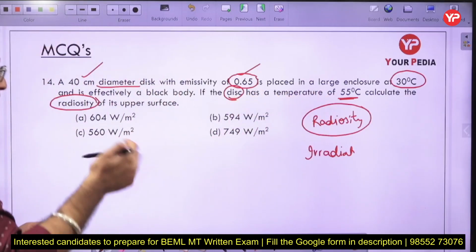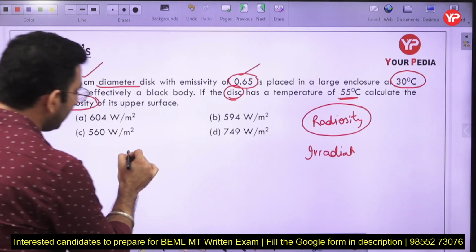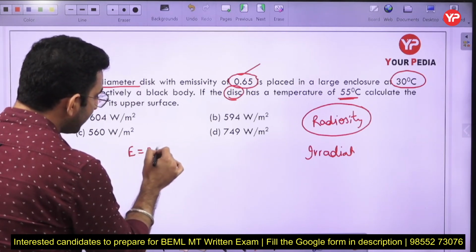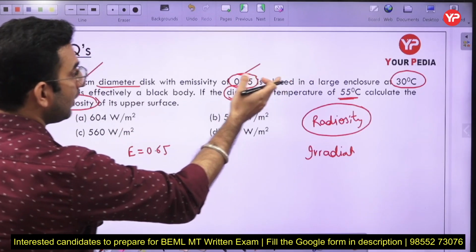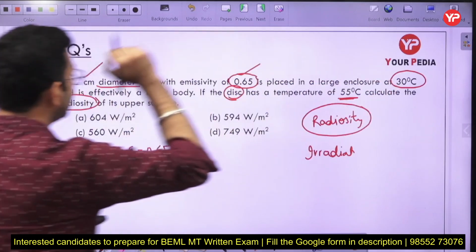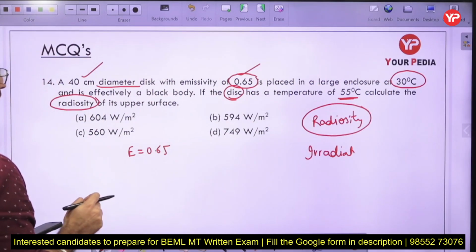Okay, so let us first create a simple free body diagram here. Emissivity 0.65. Okay, emissivity is 0.65 here. Next, a large enclosure is given to you at 30 degrees Celsius, and correspondingly the disc has a temperature of 55 degrees Celsius.